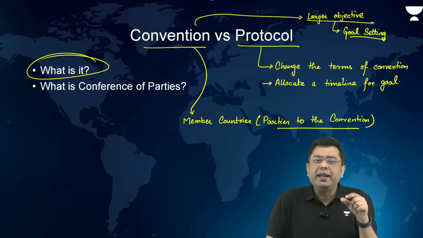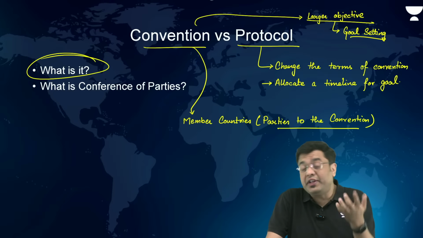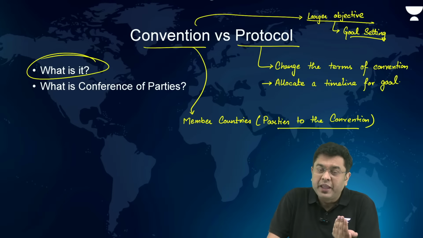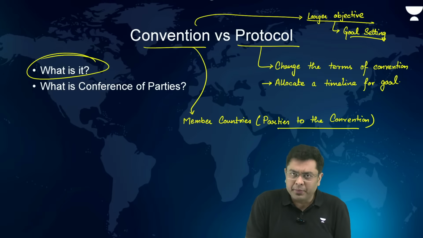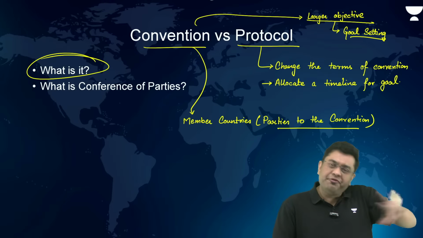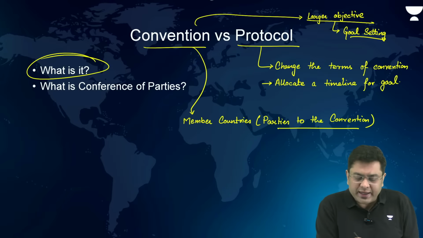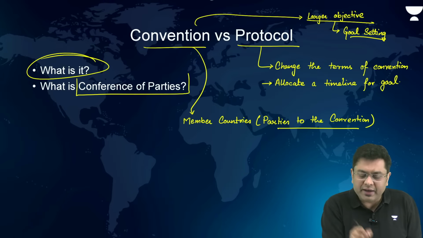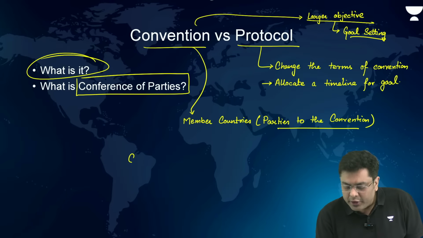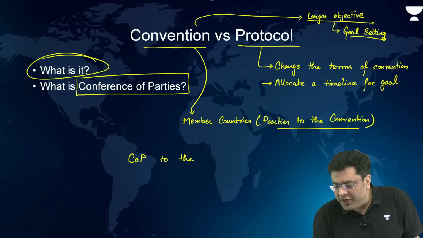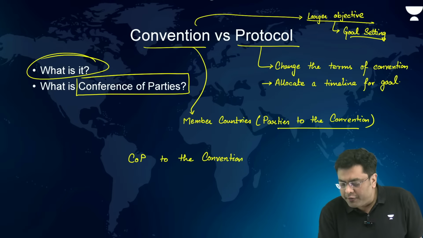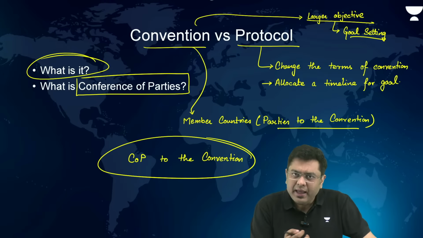So that is why every 2 years, 3 years, in certain cases every year, you have a meeting of these members for each of the convention. Every convention will have the meeting of the members. So that is what is allocated as a conference of party to the convention or COP to the convention.